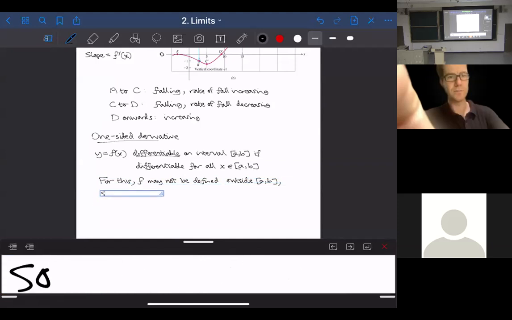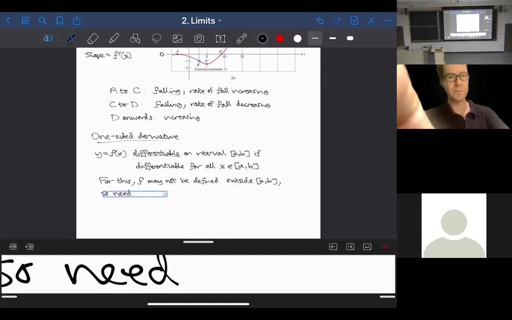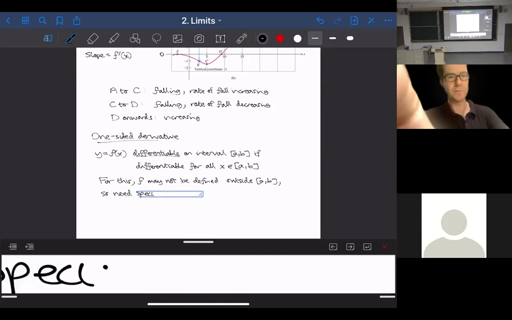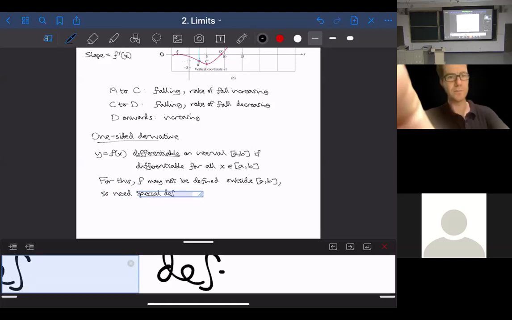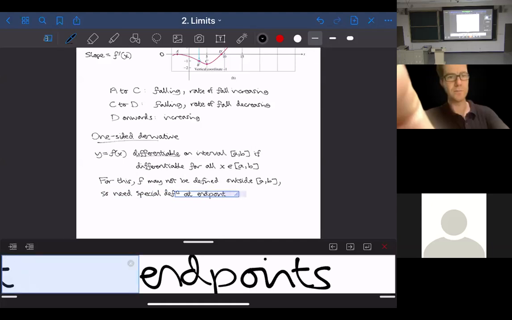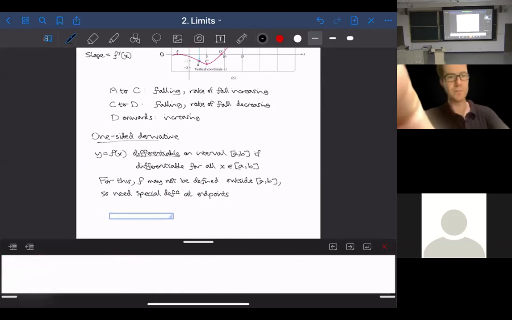And if it's not, then our definition of derivative so far won't work, because we want the limit as h goes to 0 to exist. So h then has to be allowed to be positive or negative. But that's okay. We can take one-sided limits. So we need a special definition at the endpoints of the interval. So let me write those down.